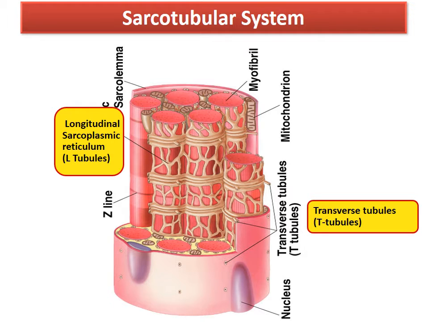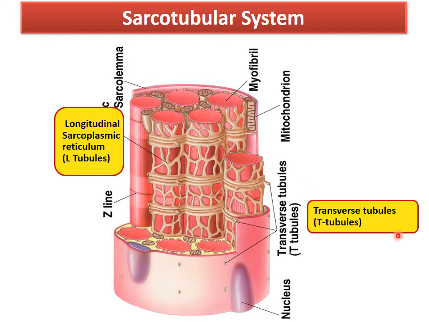This slide shows you the sarcotubular system. You know the cell membrane of muscle is known as sarcolemma and the endoplasmic reticulum as sarcoplasmic reticulum. Both of these together form a highly specialized system in the muscle fiber, and that is known as the sarcotubular system. The sarcotubular system primarily consists of the transverse tubule. Here you can see the transverse tubule and the longitudinal tubules or L tubules.